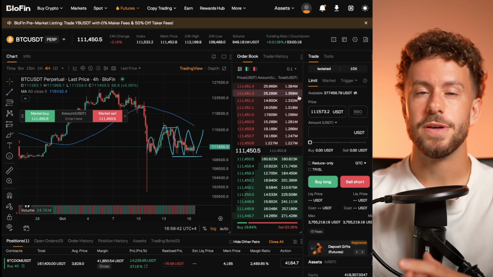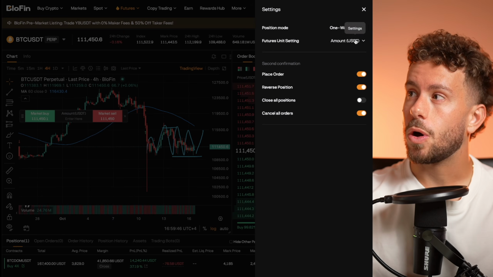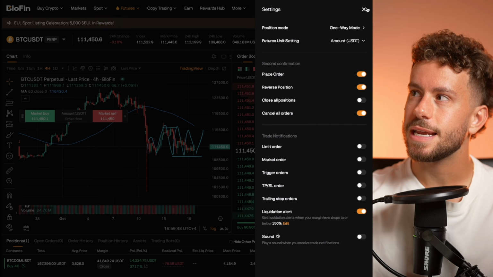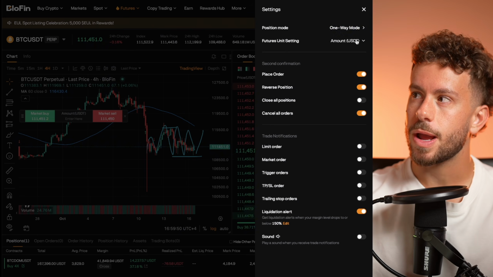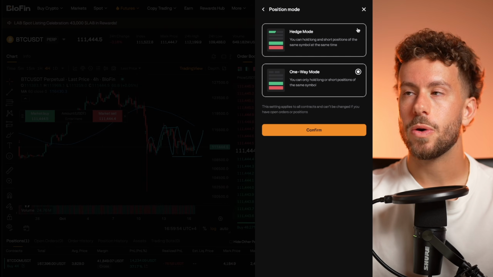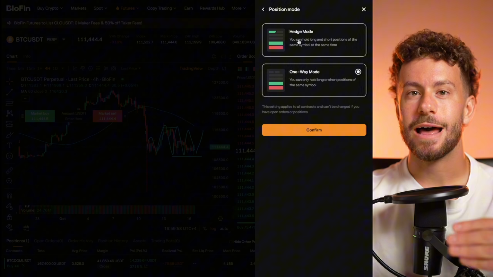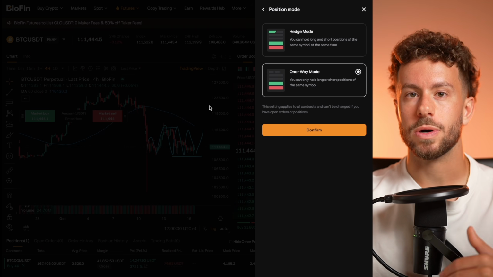Another super interesting feature that BloFin has that not all crypto exchanges have is what we like to call dual mode. So if you go in the settings here, you can see that I clicked this icon right here and you go on position mode. Right now I am currently in one-way mode. But this dual mode, or hedge mode as we call it, allows you to go long and short on different crypto assets.